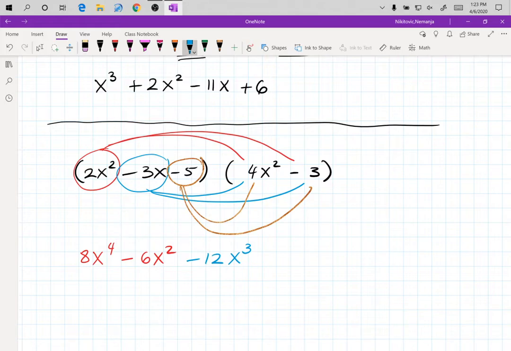And then I have negative 3 times negative 3 is positive 9. We did say it earlier, negative times negative is positive. So negative 3 times negative 3 is positive 9x. And those are the blue ones. And now the wood paneling. Negative 20x squared plus 15.